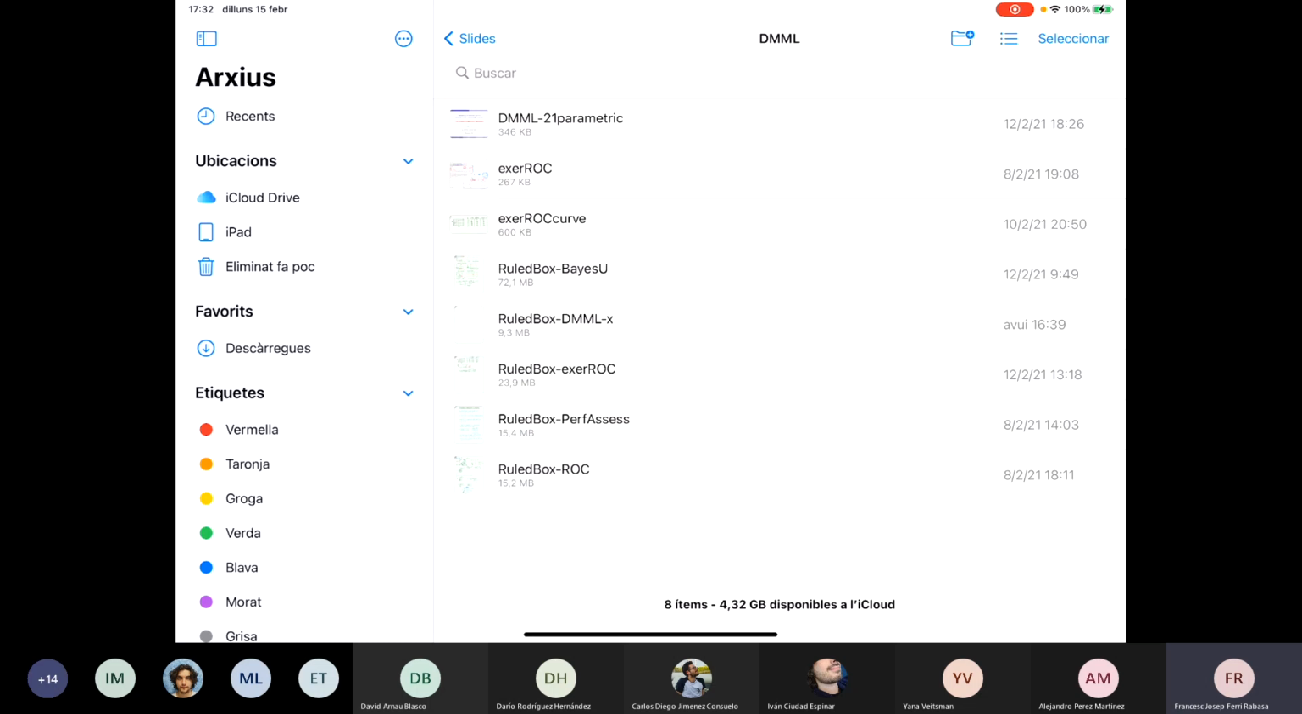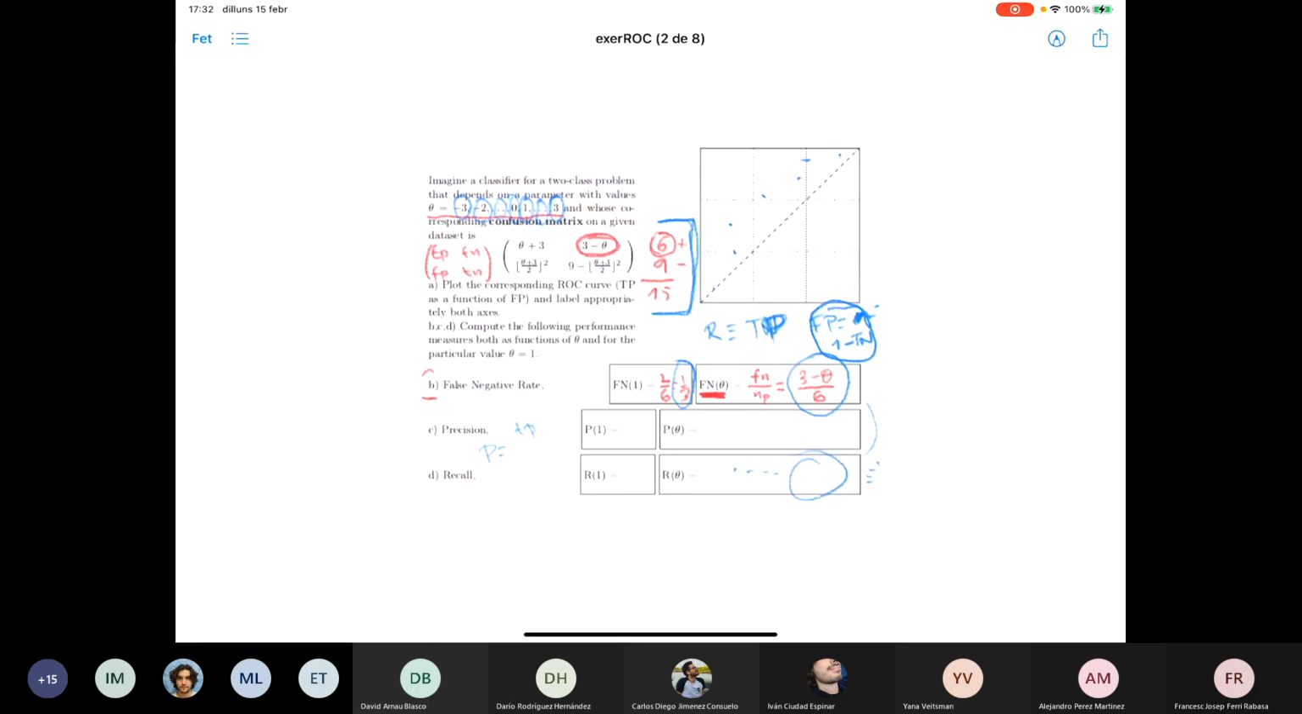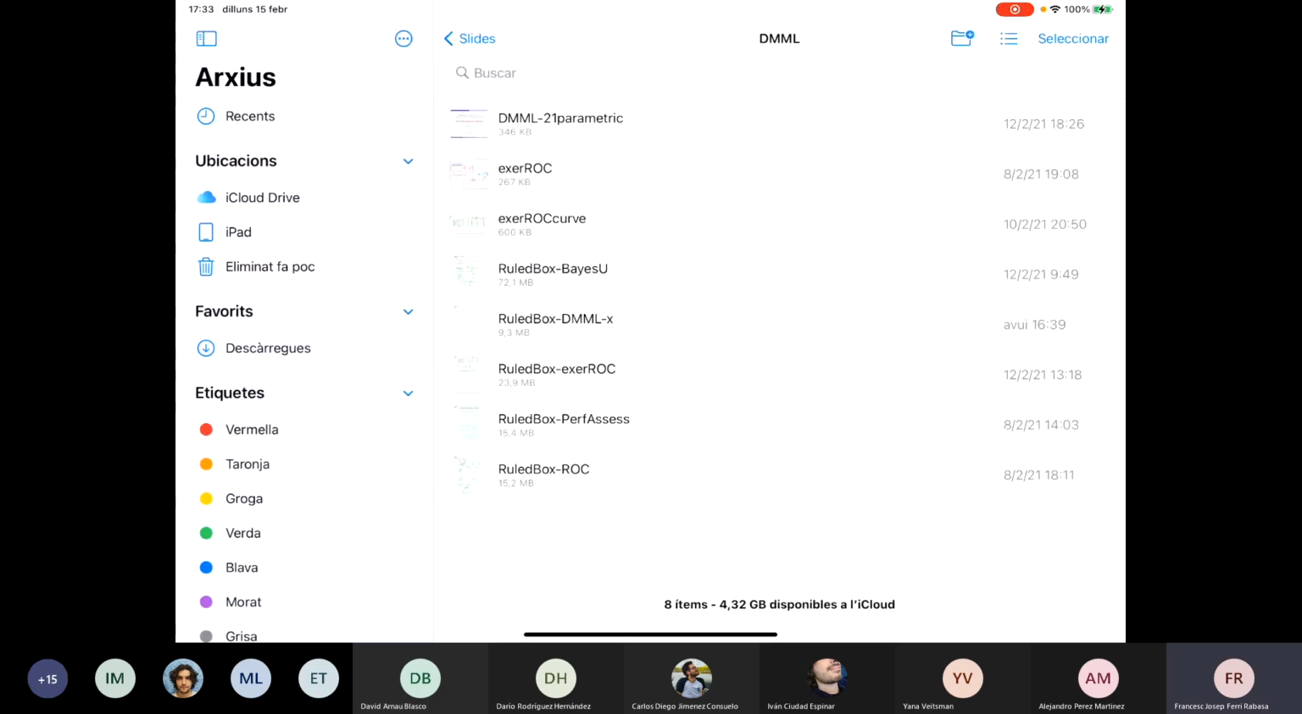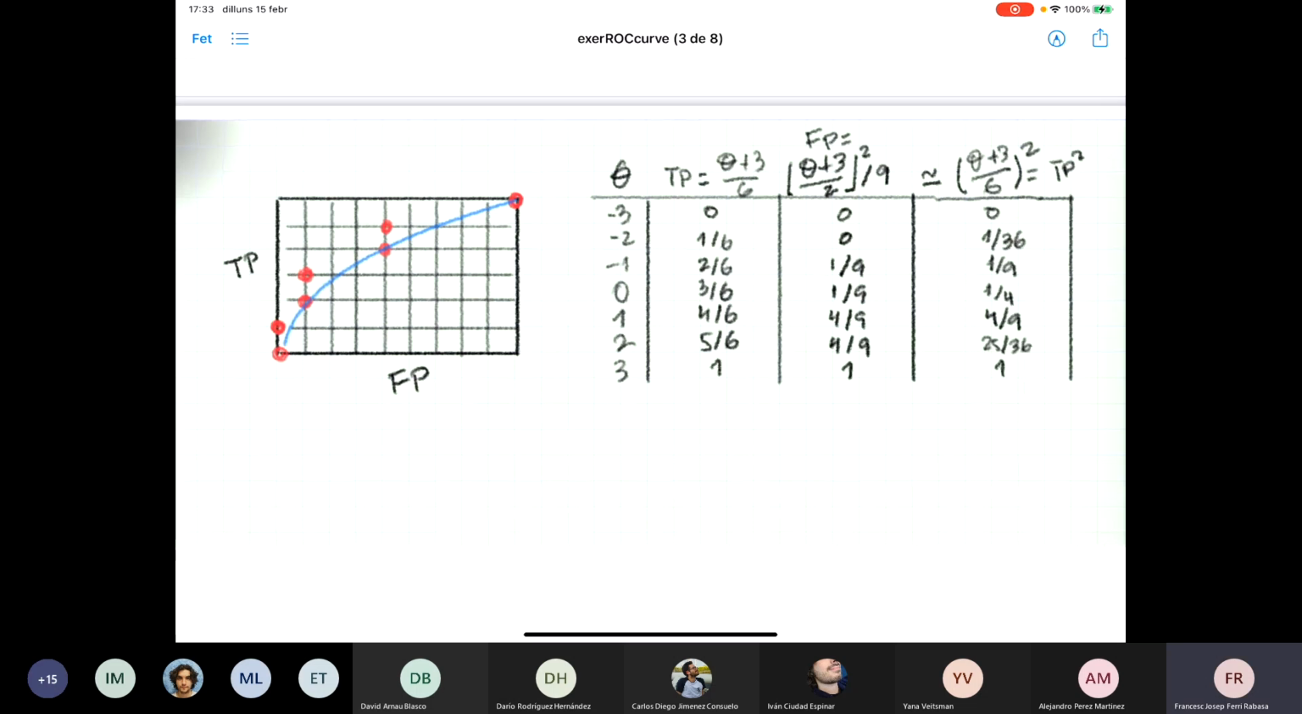Okay, just to comment on previous exercises, is there any question about the exercise about the ROC curve? I've sent you a partial solution like this. I don't know if you all understand now the meaning of the ROC curve. Is there any question about that? No questions? No.